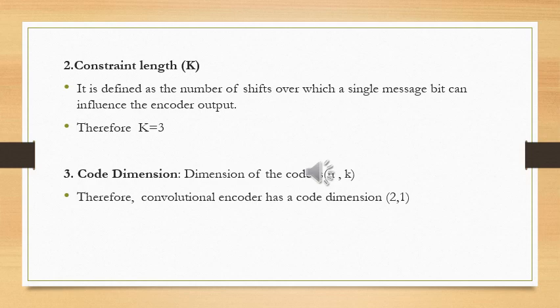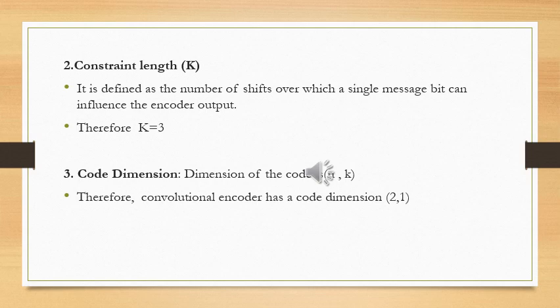We know that V1 and V2 are combinations of M, M1 and M2. Since a single message bit remains in M during the first shift, in M1 during the second shift and in M2 during the third shift, it influences outputs V1 and V2 for 3 successive shifts. So we have capital K equal to 3 bits. This is because in this encoder, a single message bit influences the encoder output for 3 successive shifts.